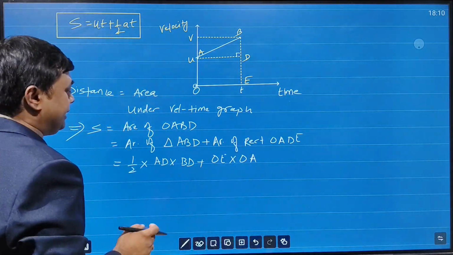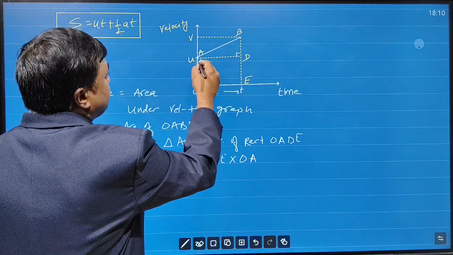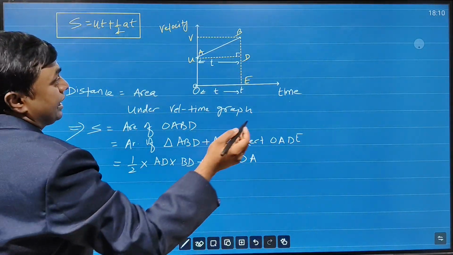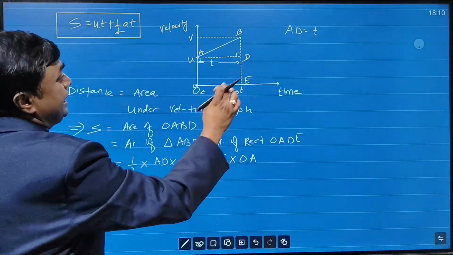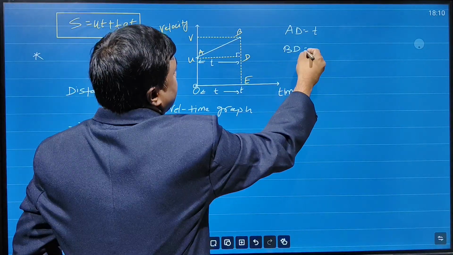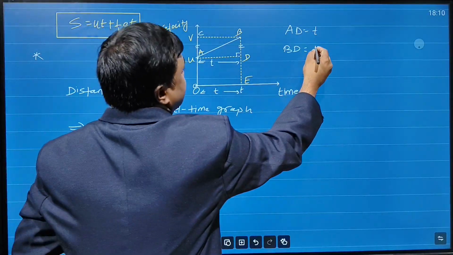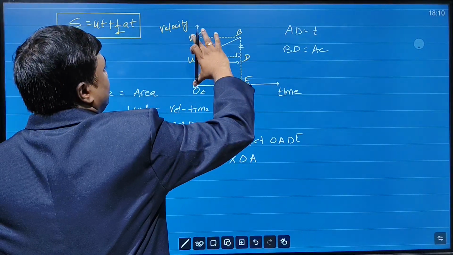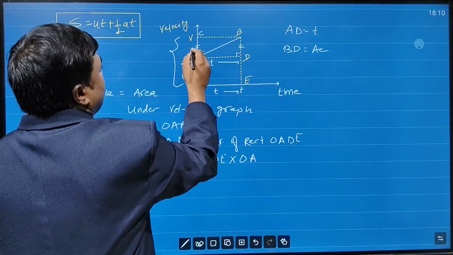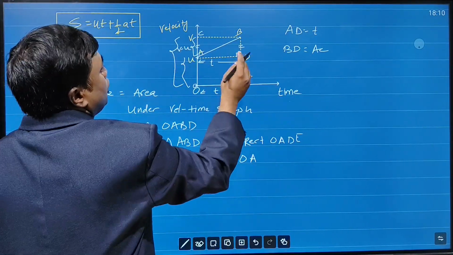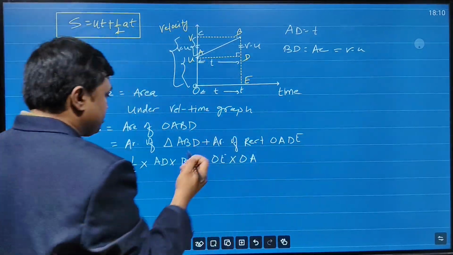Now this is the main thing. What is AD? AD is nothing but T, since here to here is T. So AD is T only. What is BD? This distance is equal to AC. Here to here is V, and here to here is U, so this distance is V minus U. So BD is V minus U.